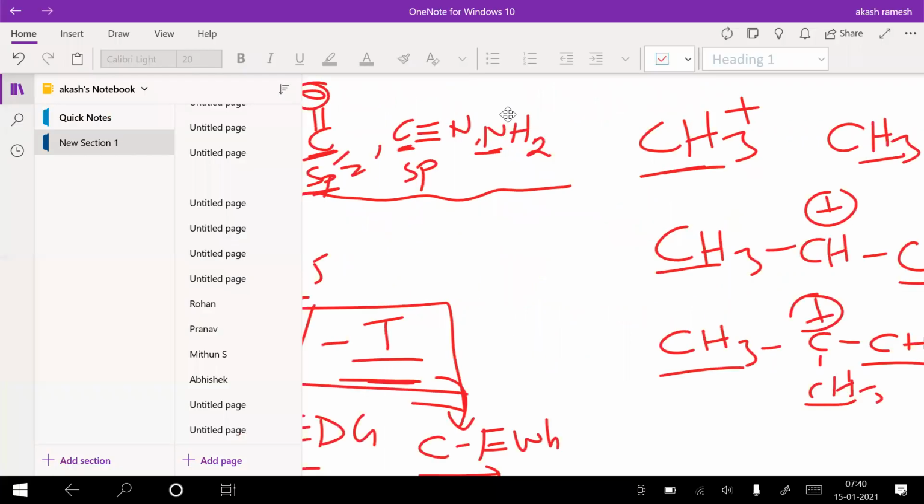Electron withdrawing or... oh, there is something in the chat, I didn't see it. What is first film, Nitin? Mass. Okay, fine.